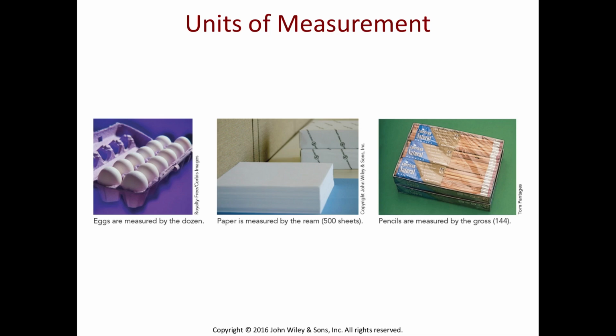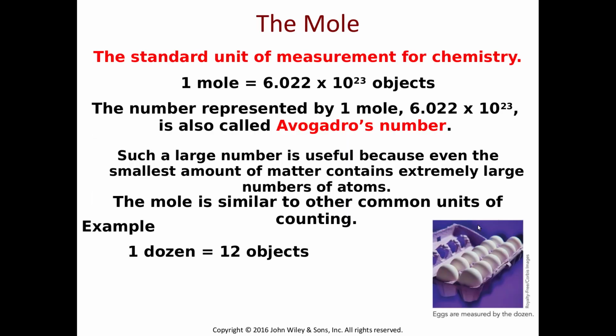Let's talk about some other units of measurement where you measure things in groups. You usually measure eggs by the dozen, or a half dozen, but the dozen is the most common one. You always buy a dozen eggs, and everyone knows that a dozen means 12. Paper can be measured by reams, so if you buy a package of paper in a ream, you know that there are 500 sheets in it. And pencils can be measured by a gross, so 144 means a gross. These are just numbers that have standard definitions, and that's basically what a mole is too.